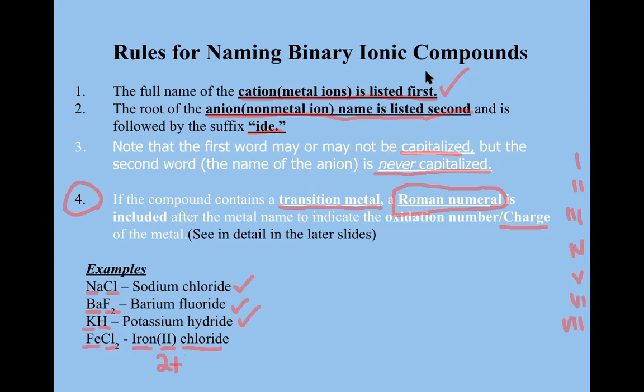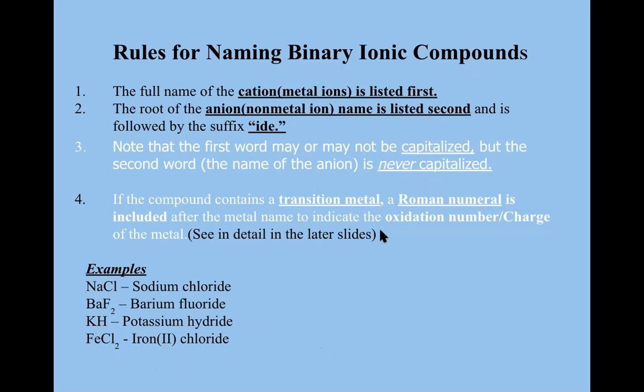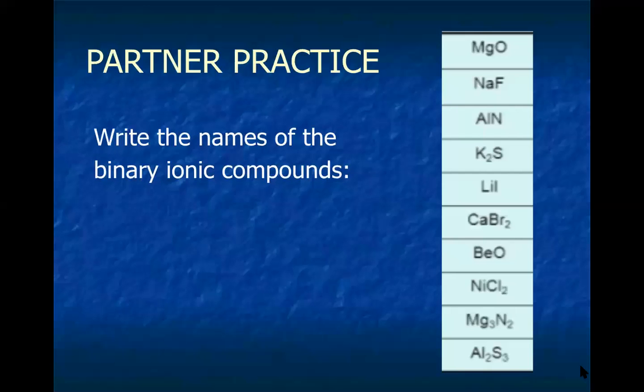Now we will do a little practice. Take some time. I'm going to show you a few practice problems. Write the names of the binary ionic compounds. You have MgO, and so on, 10 compounds in total. The formulas are given. So take your periodic table, pause the video, and write the answers 1 through 10. Then we will check our answers.